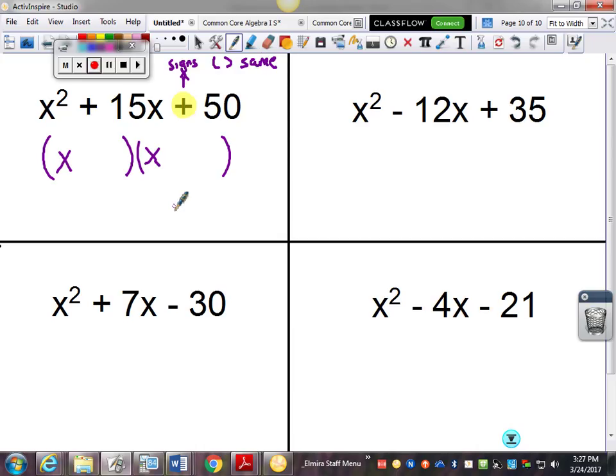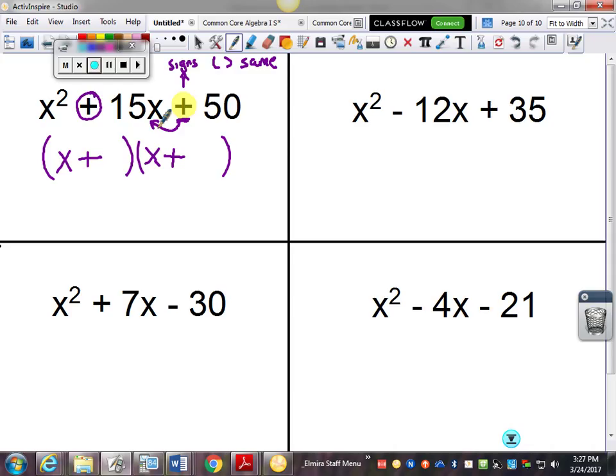Okay, now if I want to know what those signs are, I got to look at the B term. The B term is plus, so these are going to be plus. Then I need two numbers that multiply to 50 and add to 15. So the plus sign at the C term actually tells me two things. It tells me whether the signs will be the same or different, and it tells me whether my two numbers should add or subtract to the B term, 15.